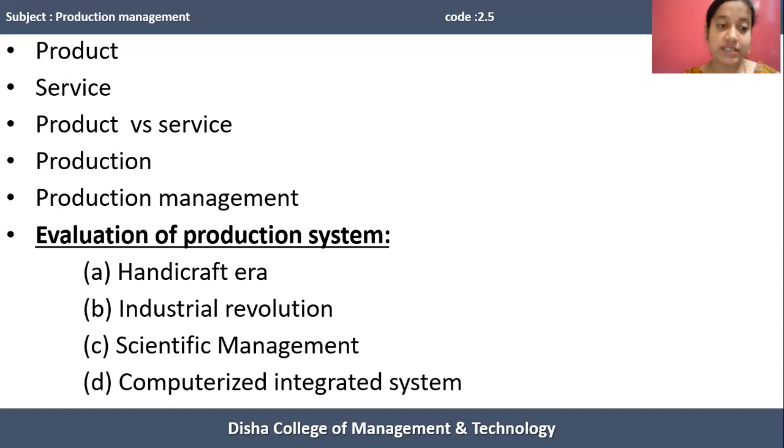Next, I'm going to discuss the evolution of the production management system. In this topic, we will discuss how the production management system came into existence, means through what stages production management system has come across, means previously what was the production system and now what is the production system. Now we are going to discuss.